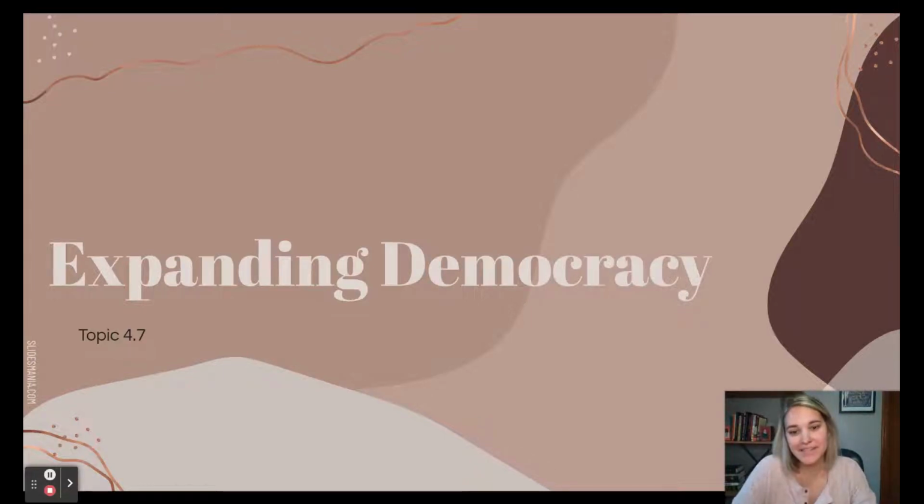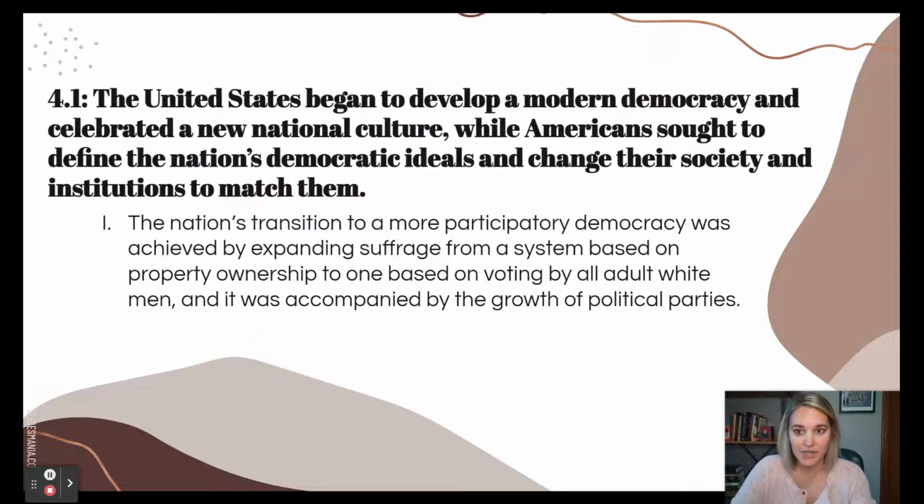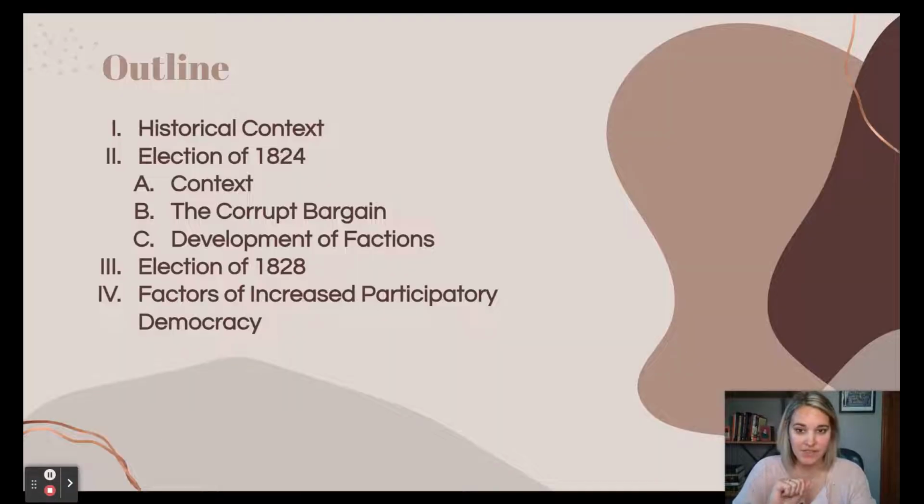Today we're tackling Expanding Democracy, topic 4.7. So our learning objective is to explain the causes and effects of the expansion of participatory democracy from 1800 to 1848. For our key concepts today, we're really looking at the transition to a more participatory democracy, and particularly looking at the expansion of suffrage and the growth of political parties.